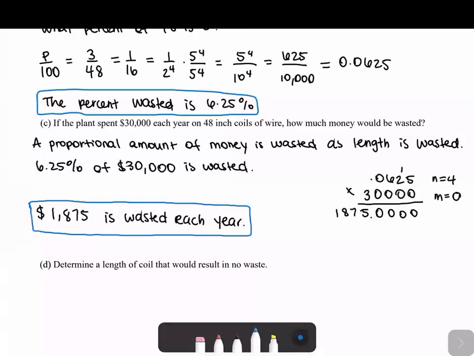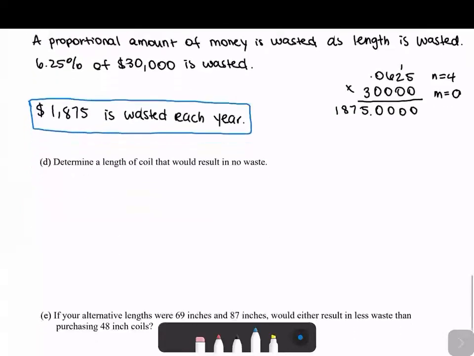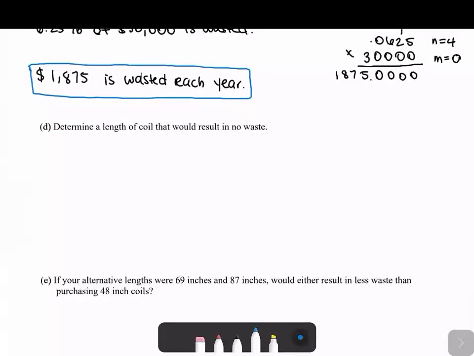So now, since we want to minimize the amount of money we waste, right? Any company wants to minimize the amount of money that they waste. We want to determine a length of the coil that would result in no waste. So let's think about what we know. So we know that they currently use 48 inches. So 48-inch coils have 3 inches of waste.